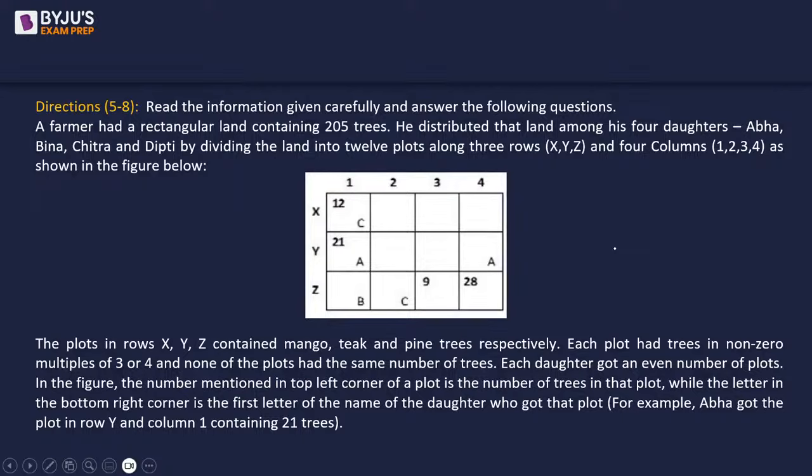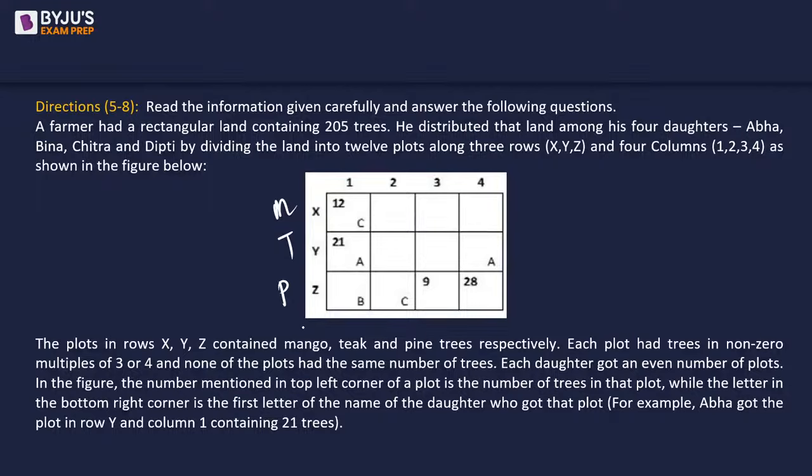He distributed that land among his 4 daughters, A, B, C, and D, by dividing the land into 12 plots along 3 rows X, Y, Z and 4 columns as shown in the figure below. So kindly just look at the matrix that is given. Right? इतना तो सॉल्व कर चुके हैं कि हमें मैट्रिक्स देख के ही आइडिया लग जाएगा कि क्या हुआ है. हमें नीचे पढ़ने की जरूरत तो है नहीं, बट लेट्स स्टिल अंडरस्टैंड. It says the plots in rows X, Y, Z contain mango. So X contains mango, Y contains teak, and Z contains pine trees.